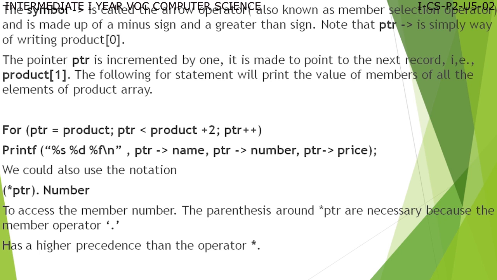As we discussed, why do we write the parentheses? Because the operator dot has a higher precedence than the operator asterisk. The operator asterisk has a lower precedence than the operator dot.